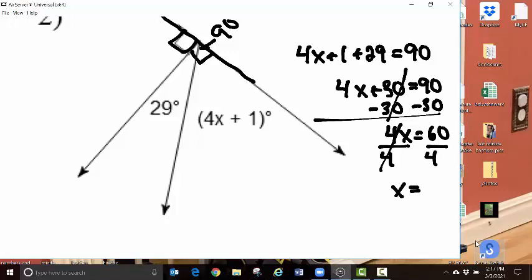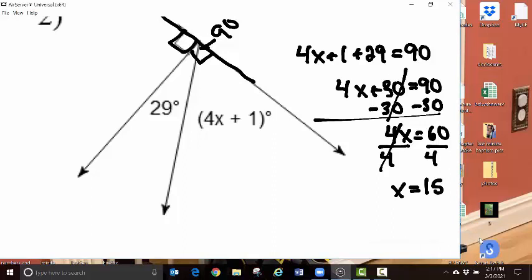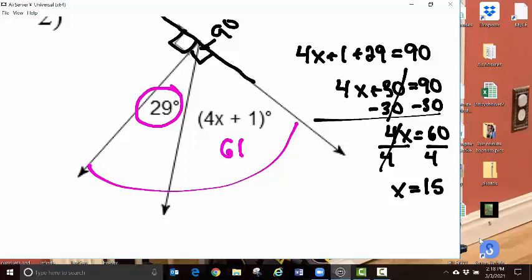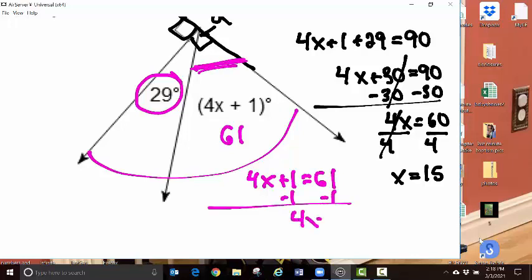You are required to write this down, no matter who you are. X equals 15. Can anybody see an easier way I could have done this? She was going to say this. Good job. This whole thing right here is 90. 90 minus 29 is 61. So you could have just said 4x plus 1 equals 61. This much is 61. Minus 1 from both sides, and you would get the same answer.